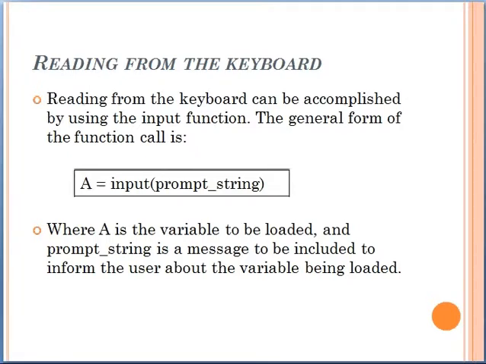Reading from the keyboard. Reading from the keyboard can be accomplished by using the input function, and the general form of the function call is a, the variable name, equal to input, and in the brackets write the string or the line that you want to print on the screen and want the user to assign a value to. Okay, the variable a is the variable to be loaded. The prompt string is a message to be included to inform the user about the variable being loaded.